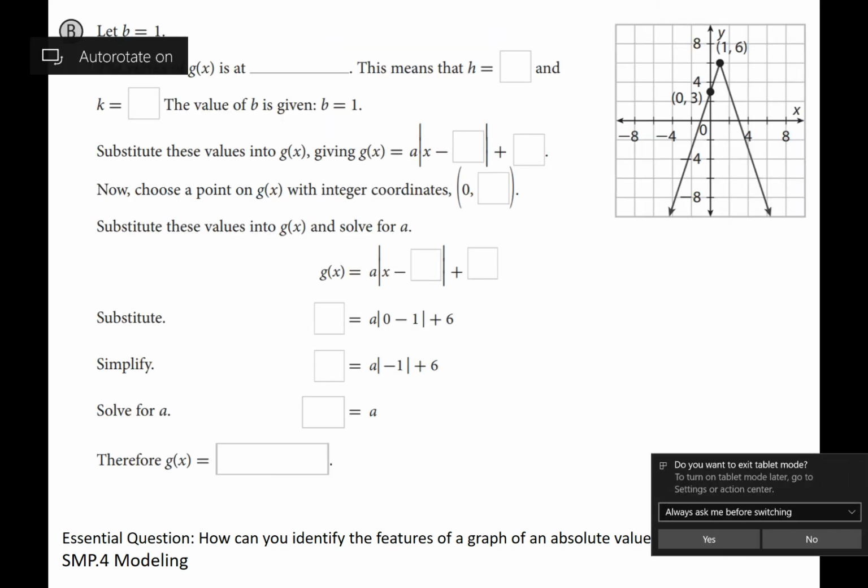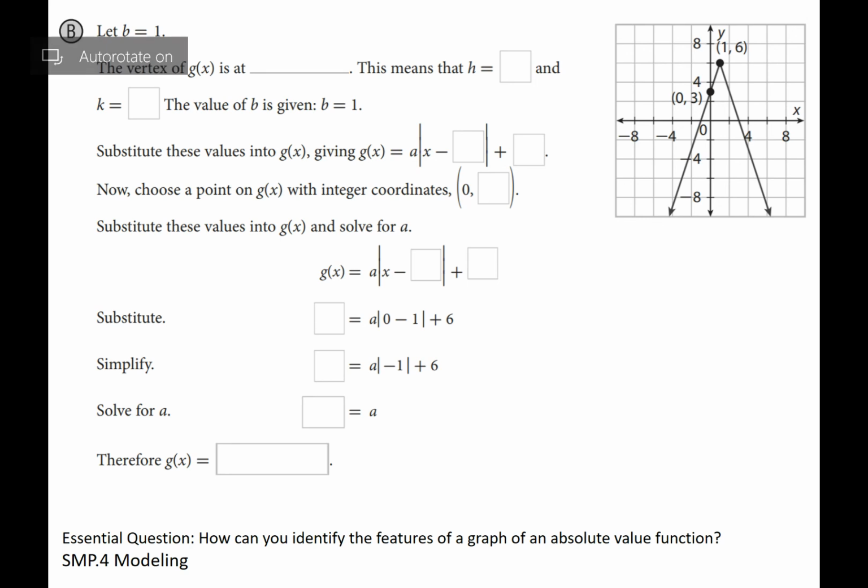Okay, so they're letting b equal 1. So this time we're going to have to solve for the a. So the vertex of g of x, we can read that off the graph. We are saying it's at 1, 6. This means that h equals 1, the x value, and k equals 6. The value of b is given, b equals 1.